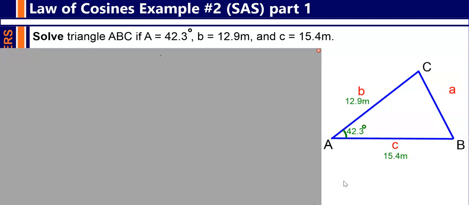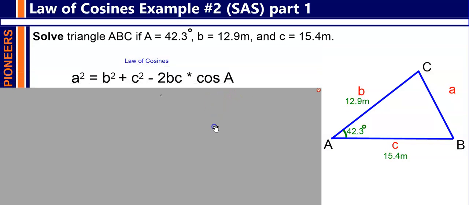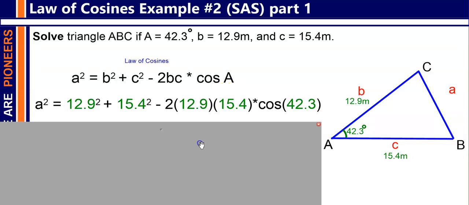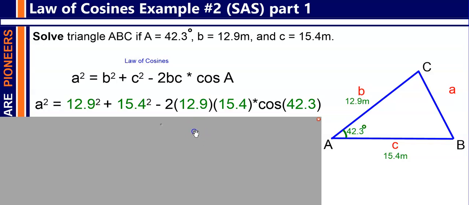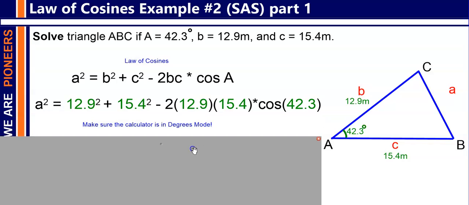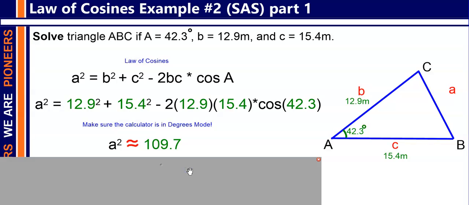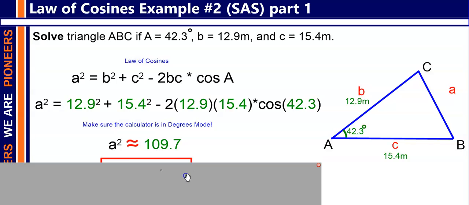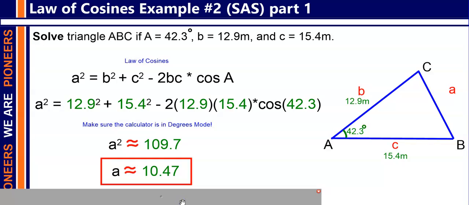Now let's tackle our second example, which has multiple parts because we are asked to solve the entire triangle. We need to find all the measurements. Here we have another SAS triangle: side b, angle A, side c. We're going to find side a using this equation because we're given angle A. We plug in all our known values, and again, make sure the calculator is in degrees mode. We get a squared is approximately equal to 109.7. Take the square root of both sides. Side a is approximately equal to 10.47.